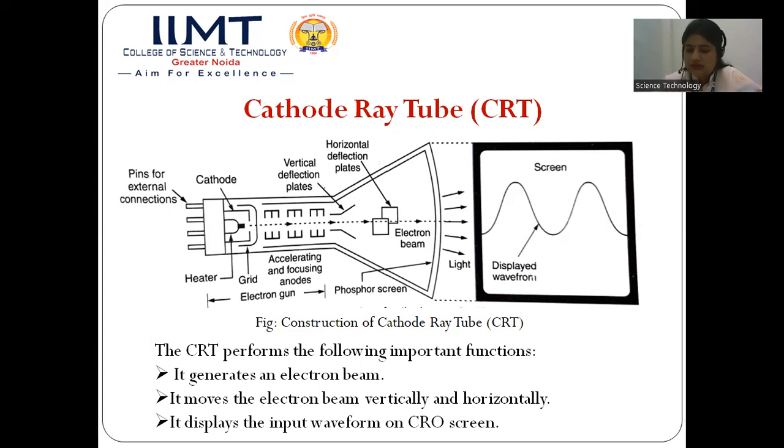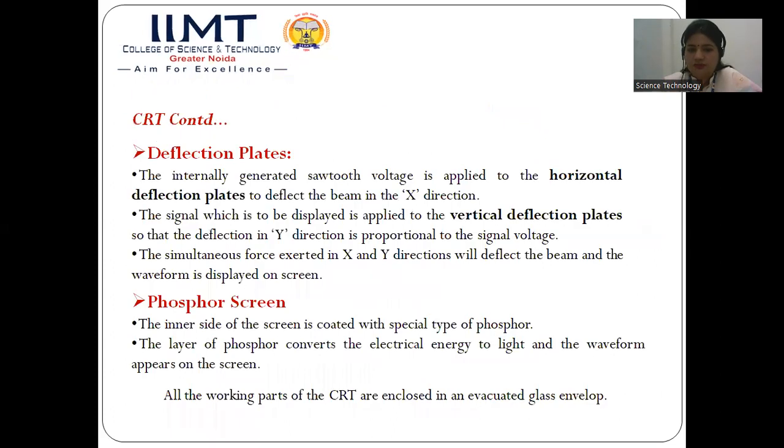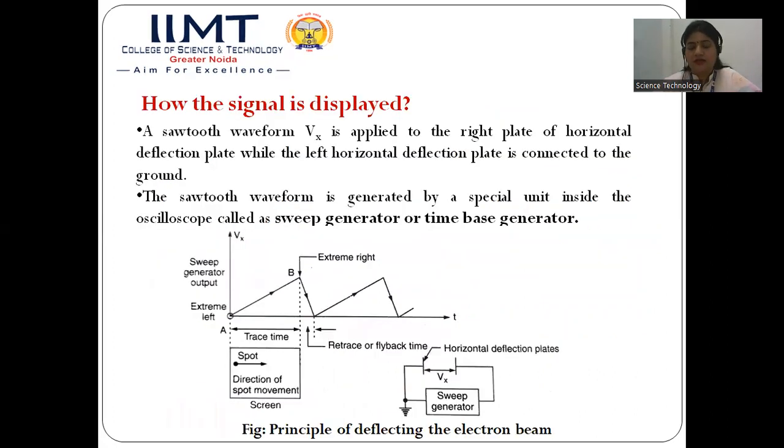So that was basically the construction of the CRT, that is cathode ray tube. All these working parts of the CRT are enclosed inside an evacuated glass envelope. So let us next try to understand how the signal is displayed on the CRO screen. As I have told earlier, we have the two types of deflection plates.